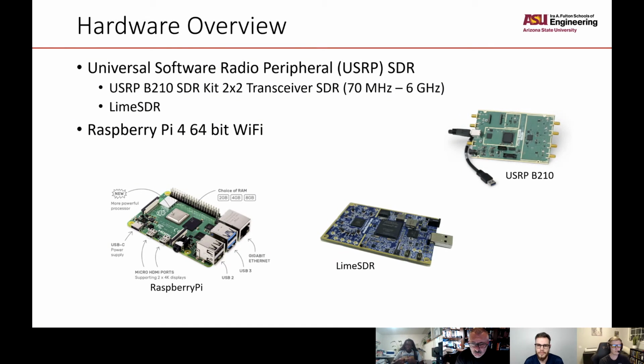For our system, the USRP, the B210, will act as a user node or transmitter, while the Lime SDR will be our base station or our receiver. The data received by the Lime SDR is what we're analyzing and determining the performance based off of our key metrics.